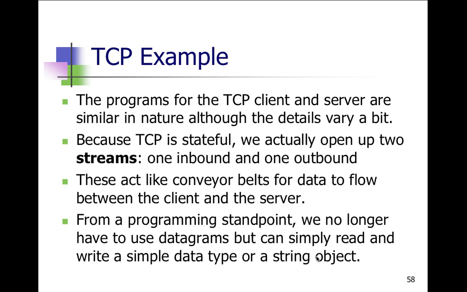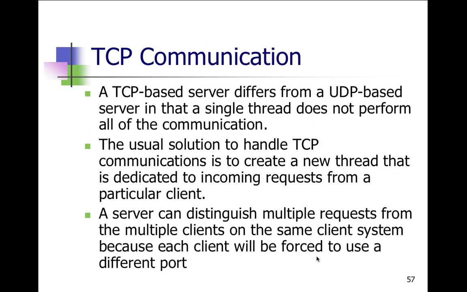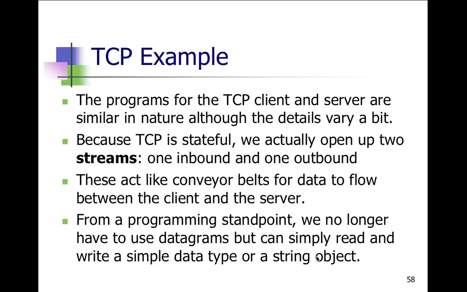If you noticed in that previous UDP example, we used 7.7. We set it on one port, and all of the clients connected to that one single port. Now all of these clients are going to be forced to use different ports. You can share the ports on UDP, but you can't do it on TCP. You have to use separate ports.